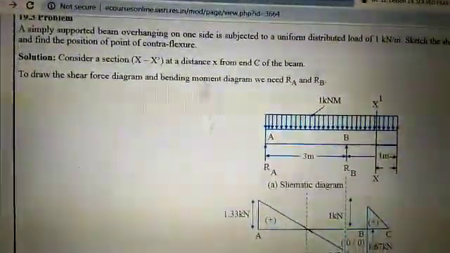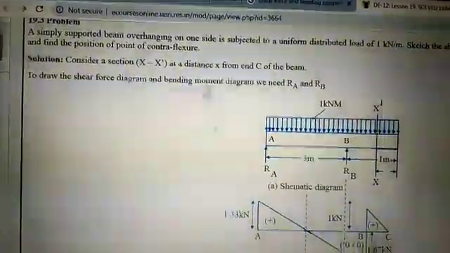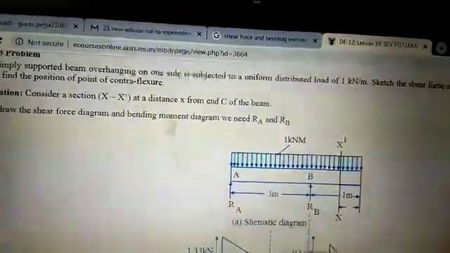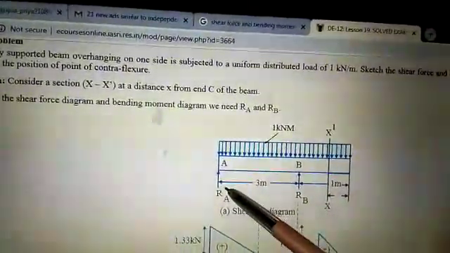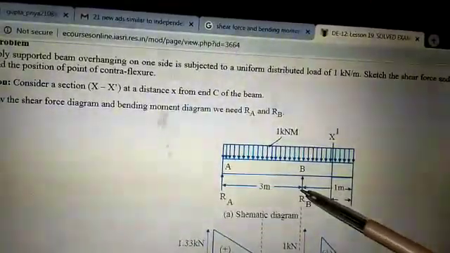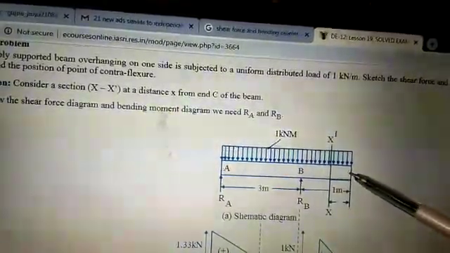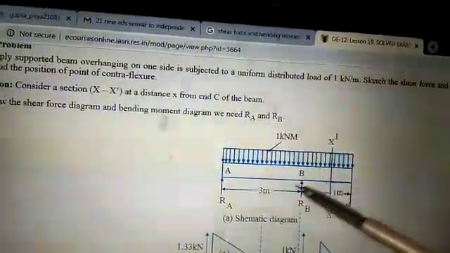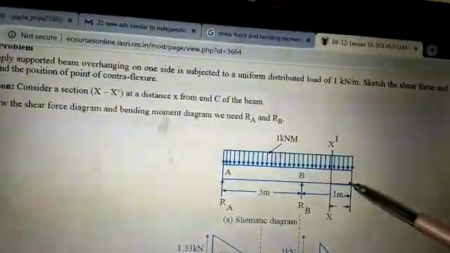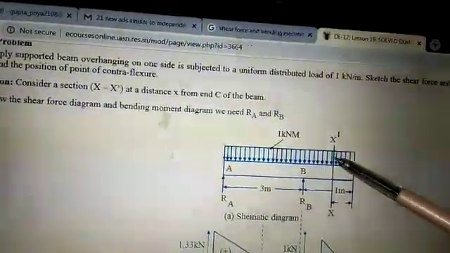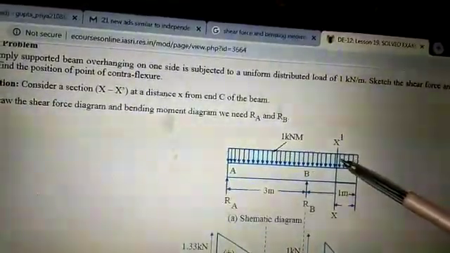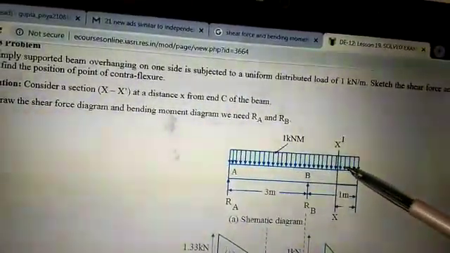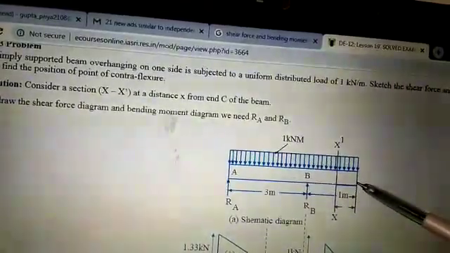Now let us solve a problem for a simply supported beam. In the question, a simply supported beam is given to us. This is a beam which is simply supported at support A and at support B. This is the support C, which is overhang. Between B and C, the beam is overhang. A uniformly distributed load of 1 kN per meter run is applied over the whole length of the beam, that is A, B and C.